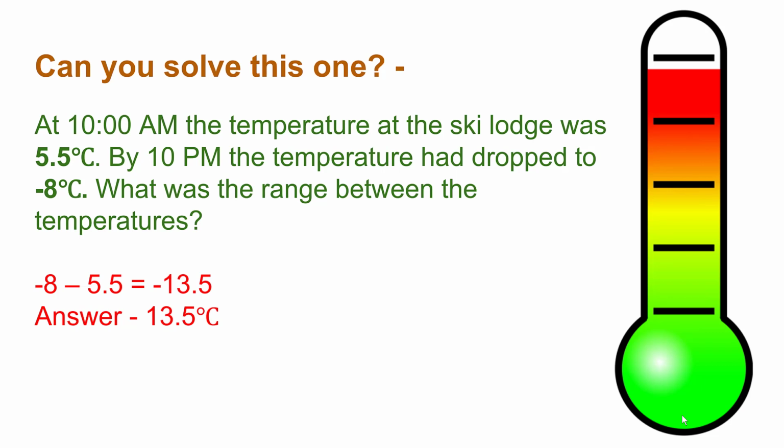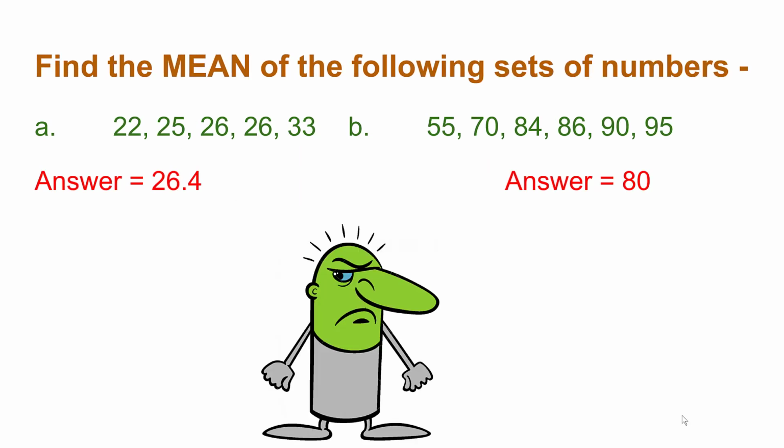This is straightforward math. They're asking for the range in temperature. The temperature was 5.5 degrees. It dropped to minus 8. So we do minus 8 minus 5.5. Remember, keep, change. So negative minus a positive is going to be negative plus a negative. The answer is the temperature dropped 13.5 degrees. It went minus 13.5 degrees, or you can just say 13.5 degrees Celsius.